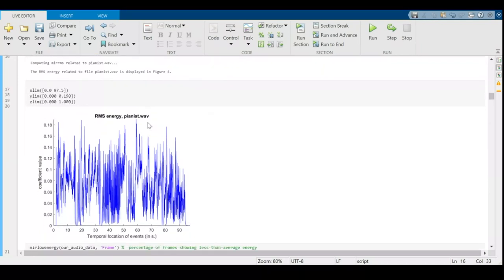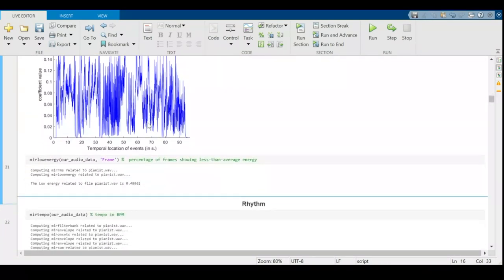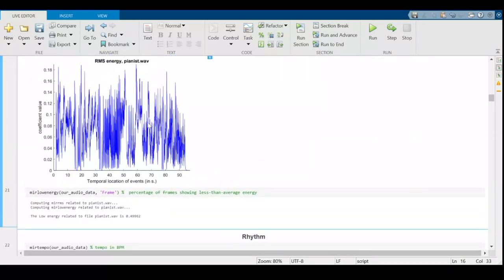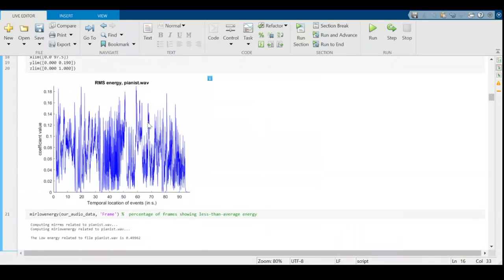We can also compute low energy. Low energy regions in music often correspond to quieter or less active sections, such as intros, outros, interludes, etc. Identifying these low energy segments can aid in structural analysis, but also other tasks like music transcription, where we can focus our efforts on the most salient parts of the music.